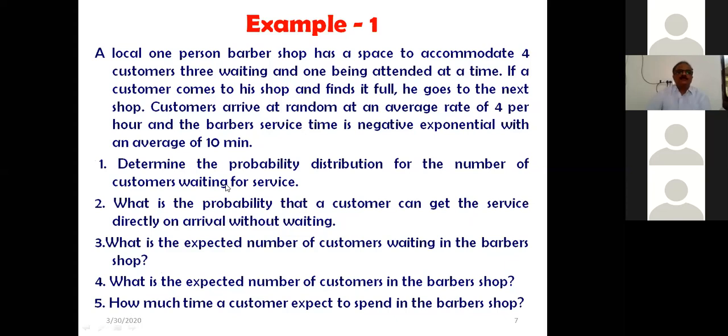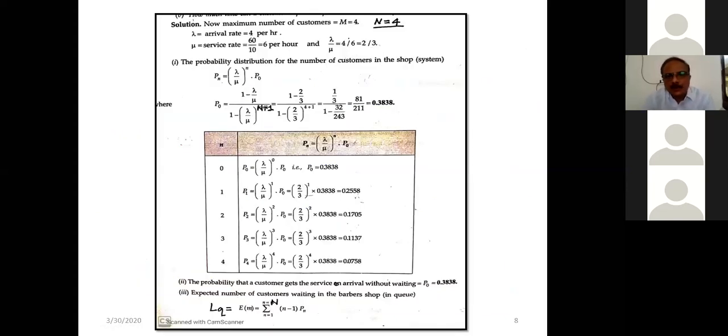Let us consider the first one. Since it is model number 2, a single server model, the population is finite. So here we will have to write N is equal to 4, because it is given that the capacity of the barber shop is 4. 3 may enter into the barber shop, that means they may wait while one of them is getting service. Now here N is equal to 4.